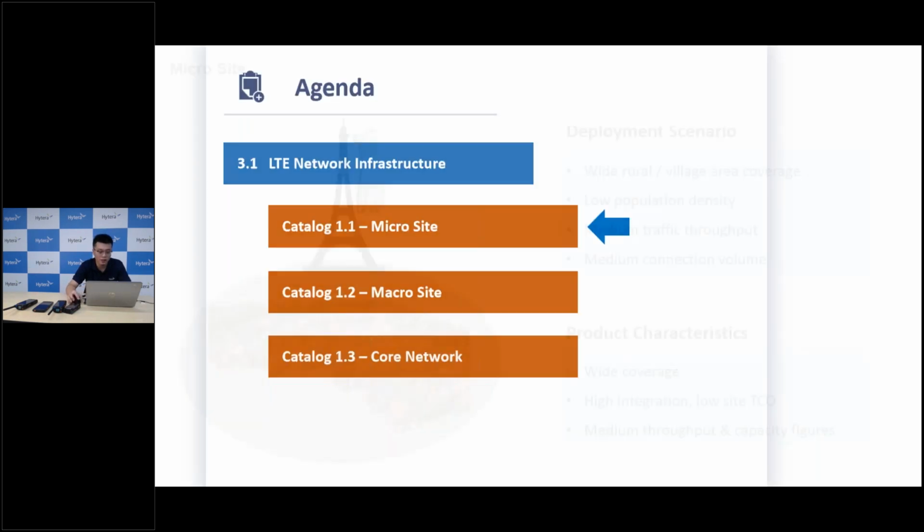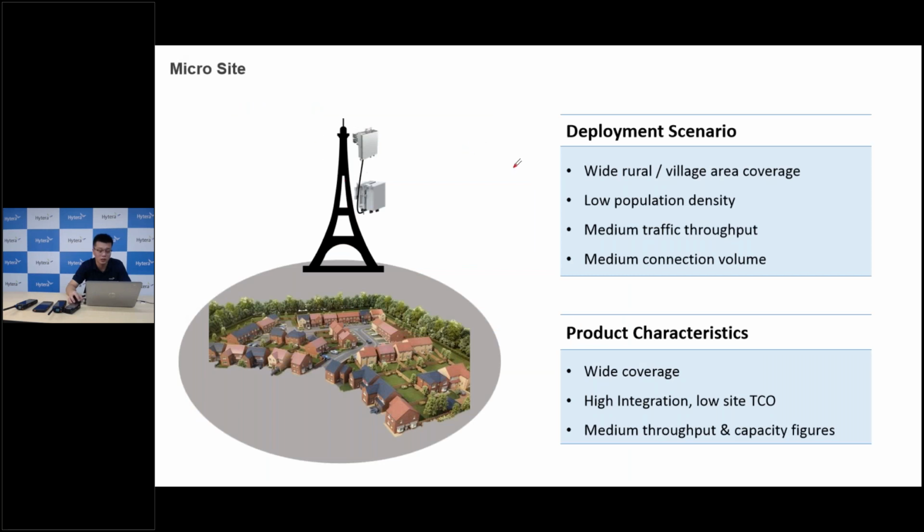So let's see first the microsite, aka the small cells. Small cells can cover wide rural or village areas which have low population density, and the requirement on traffic throughput or connection volume is at a medium level. The characteristic of this kind of small cell product is that it can support a wide coverage, at least wide enough for covering the village area or the rural area. And it's a highly integrated product, just like our IBS, but this device is just a base station, a BBU plus RU without core network for small cells.